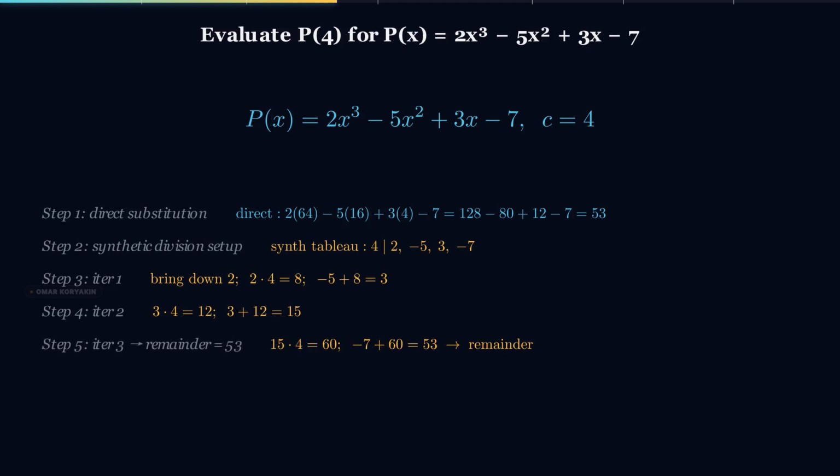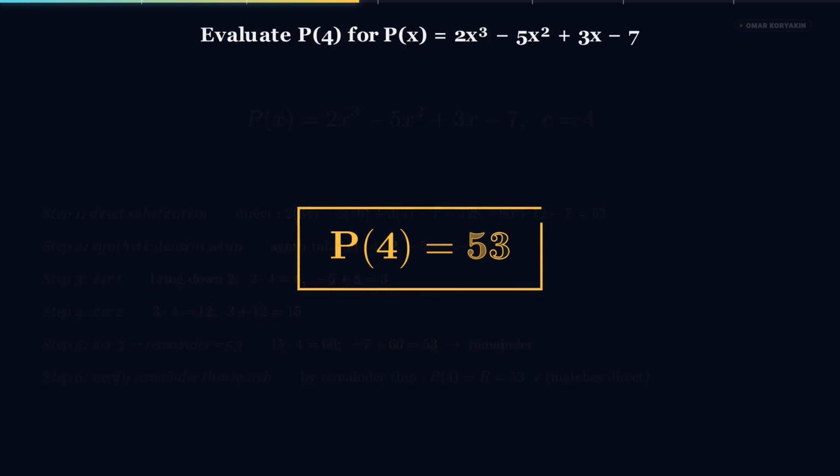Step note. The synthetic division evaluation is mathematically equivalent to Horner's rule, which rewrites the polynomial as a nested sequence of multiplications and additions. The polynomial 2x cubed minus 5x squared plus 3x minus 7 rewrites in Horner form as the quantity 2x minus 5, times x plus 3, times x minus 7. Substituting x equals 4 into the Horner form gives the same arithmetic that synthetic division produces in the tableau, step by step. So p of 4 equals 53 computed two ways, with synthetic division providing the faster method via the remainder theorem.